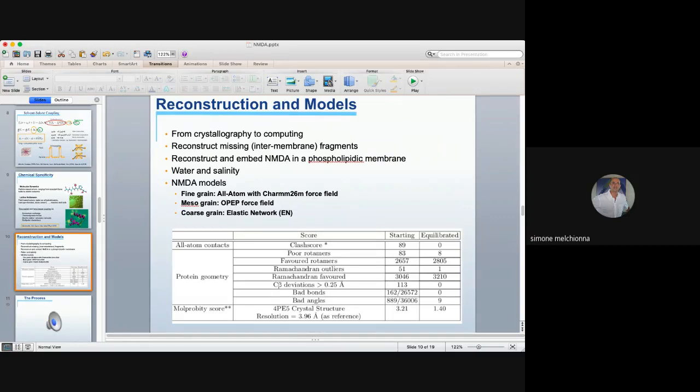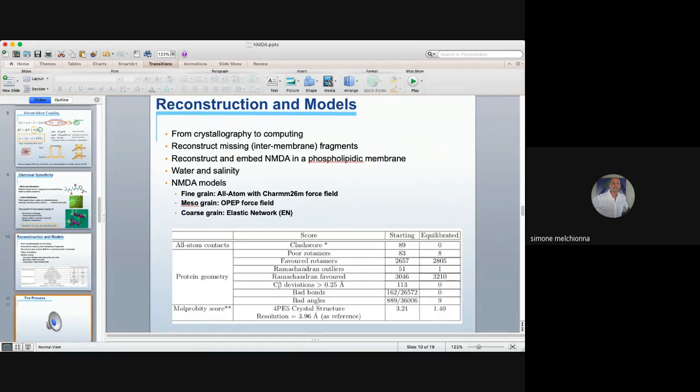And at the same time, we need to come up with a protocol such that we can simulate such a large object. So we have put together three different models. One is a pretty fine-grained model for the protein, which is an all-atom type of representation. Another one is called mesograin, meaning that we reproduce the amino acids as basically simplified objects with five pseudo-atoms per amino acid. And then we have a coarse-grained model, which is an elastic model. So interactions are pretty simplified.